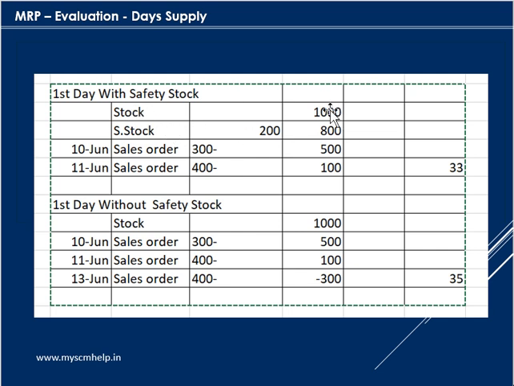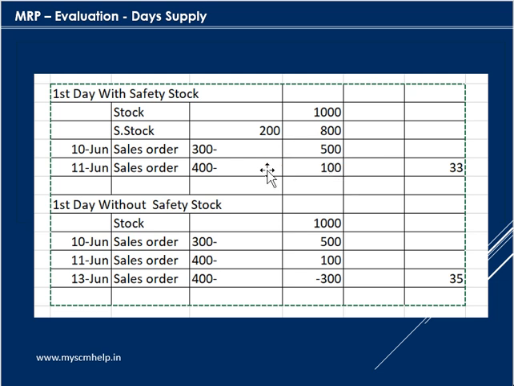So let's say we have a stock of 1000 and then we have a safety stock of 200. Generally, for planning, the system will consider only 800 because safety stock is not considered. And if you have some sales orders, let's say we want to deliver on 10th June, on 11th June, then you can see after 11th June, if there is some demand, it will fall down.